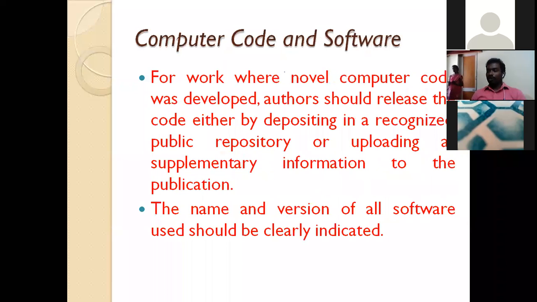And computer code and software: for work where novel computer code was developed, authors should release the code either by depositing it in a recognized public repository or uploading it as supplementary information to the publication. The name and version of the software used should be very clearly indicated.